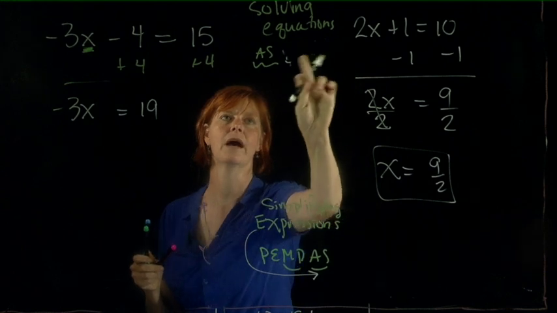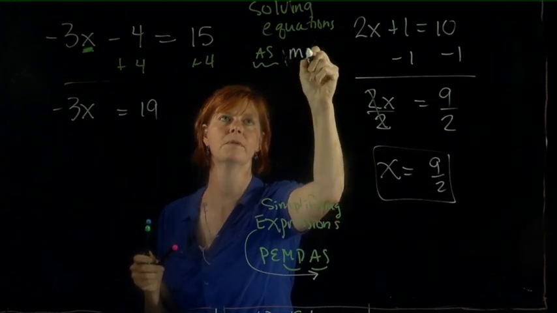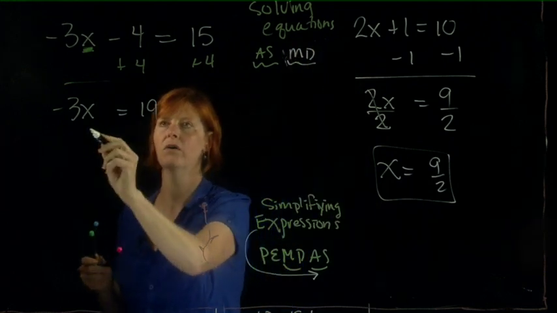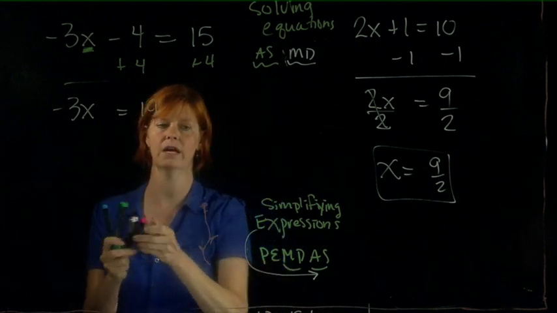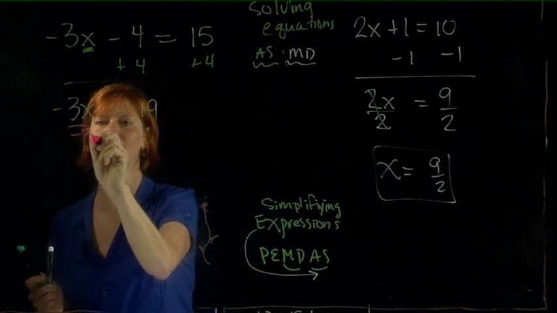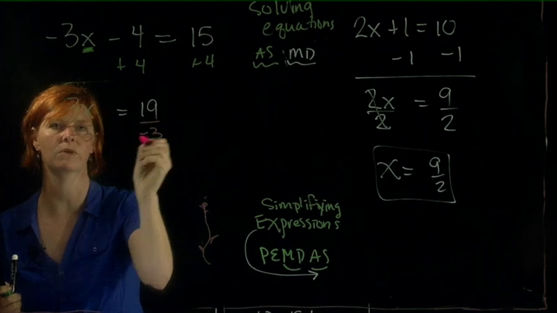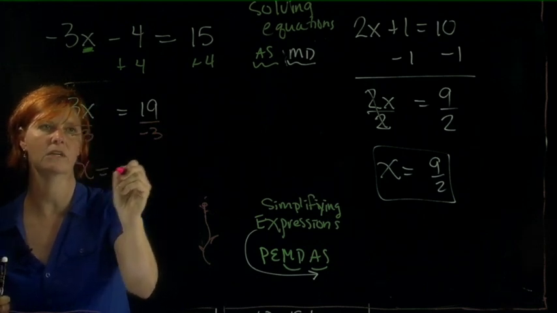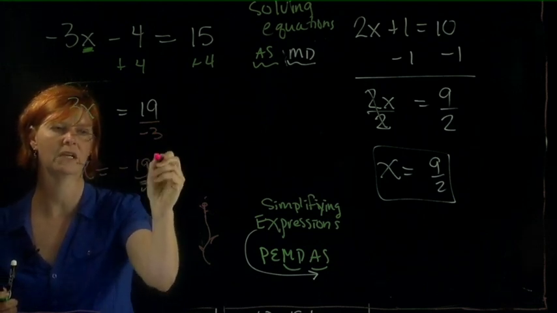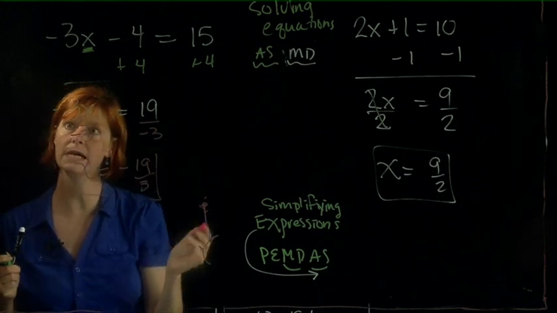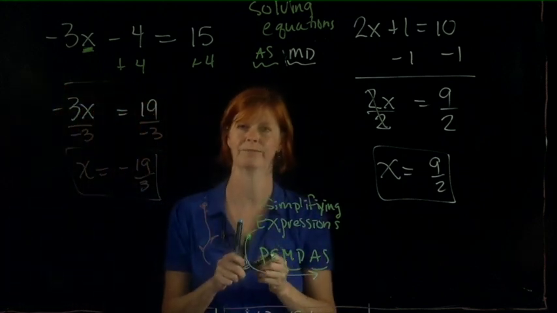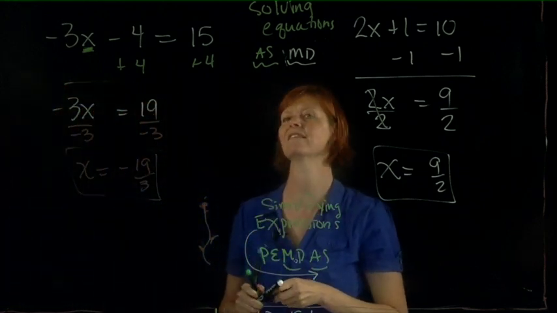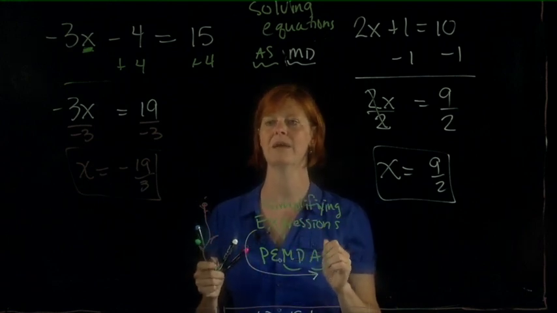So let's just keep it simple. There we go. Now, I'll do that in pink. Okay, divide by negative 3, and I have x equals negative 19 over 3. Don't change to a decimal. Okay, that's nice. Okay, on the next video, we're going to make these harder.